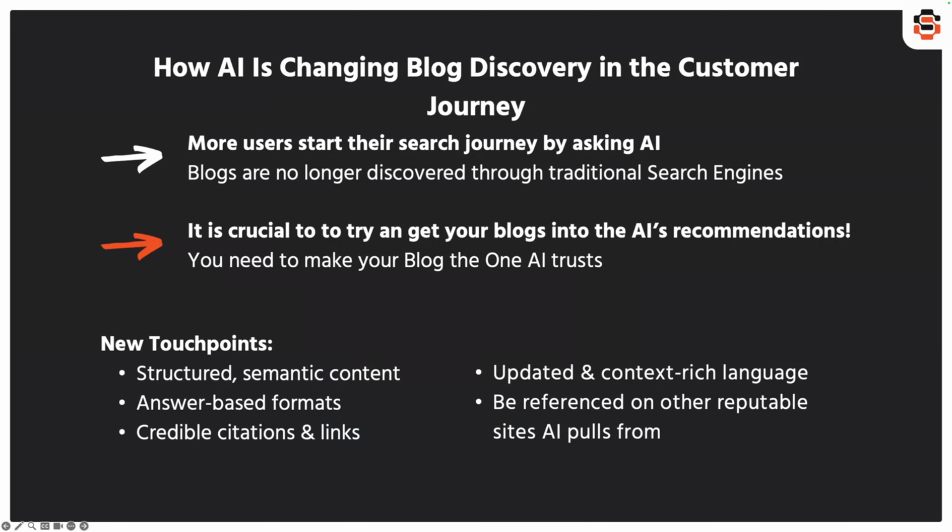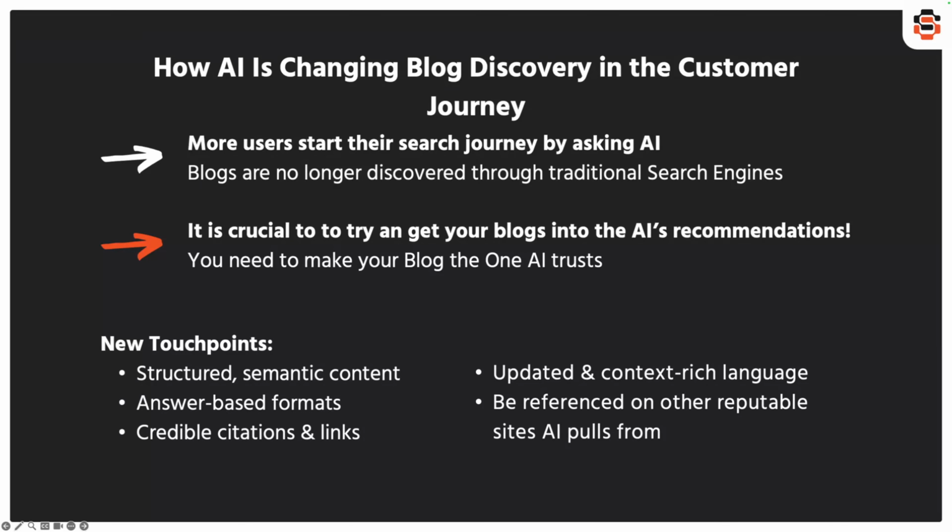So it's crucial to try and get your blogs into the AI's recommendations. You need to make your blog the one AI trusts. And therefore we need some new touch points. For example, one important touch point is that you need structured semantic content. You need to have clear headlines and you really need to have a clear structure.